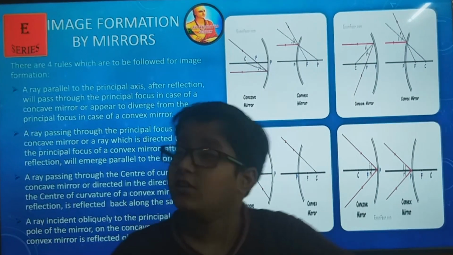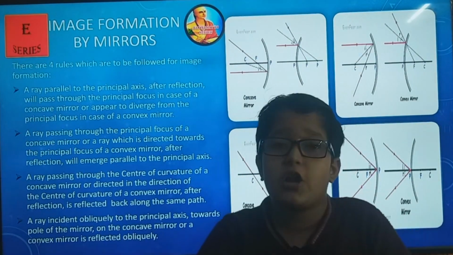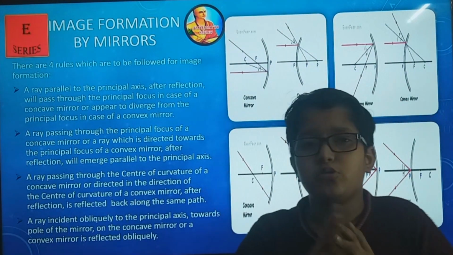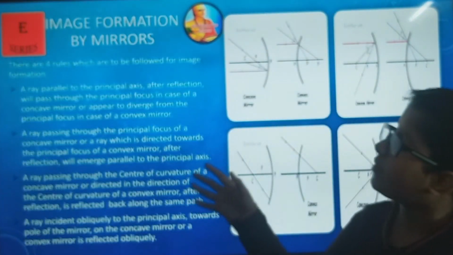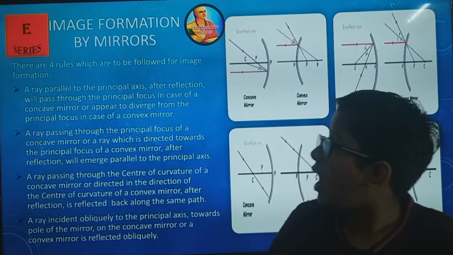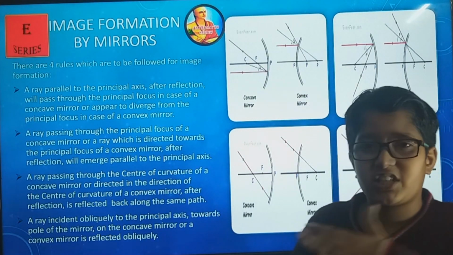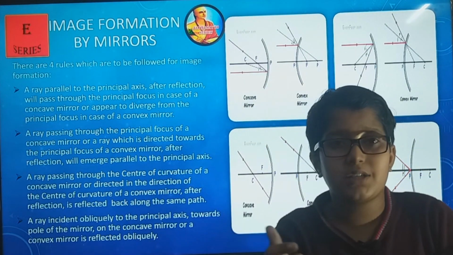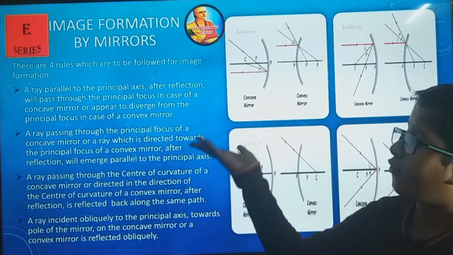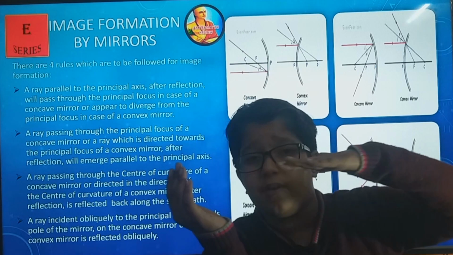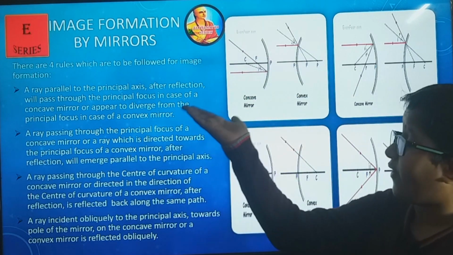Now let's see the image formation by mirrors using standard incident rays. There are 4 rules of standard incident rays. We will study them one by one. A ray parallel to the principal axis, after reflection, will pass through the focus. In case of a convex mirror, it will diverge as if passing through the principal focus.